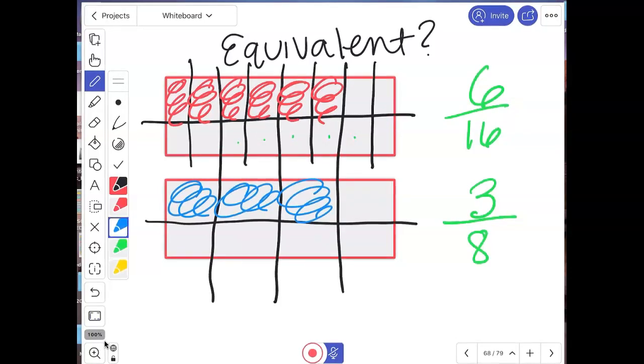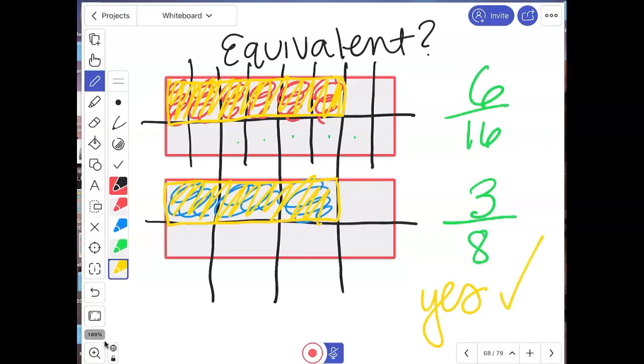Is the amount that's shaded equivalent? If I was able to cut this out and place it on top of here, would it match up perfectly? I think it would. So yes, these are equivalent. We can say they are equivalent.